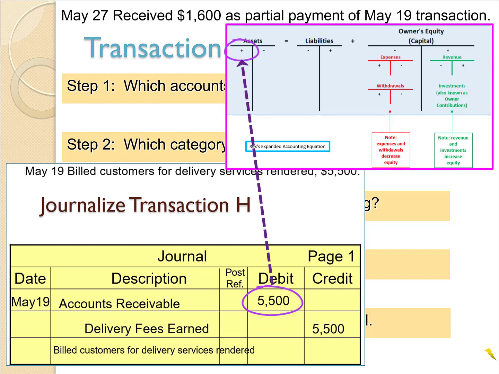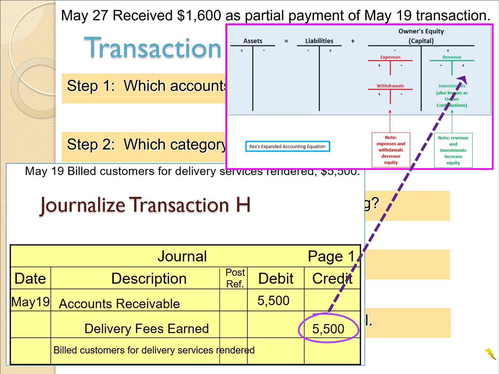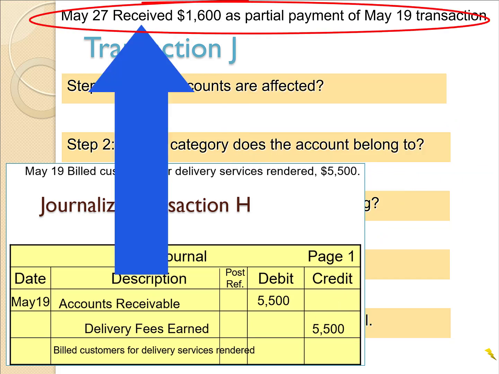If you look at the accounting grid, remember, debiting accounts receivable, which is an asset, increases that account. So we increase accounts receivable to show that the customers owed us $5,500. And then we also recorded the delivery fees earned, which is a revenue. So we've already recorded the revenue and we increased accounts receivable. So now in this May 27th transaction J, we received $1,600 of that $5,500 that they owed us as partial payment of that transaction H.